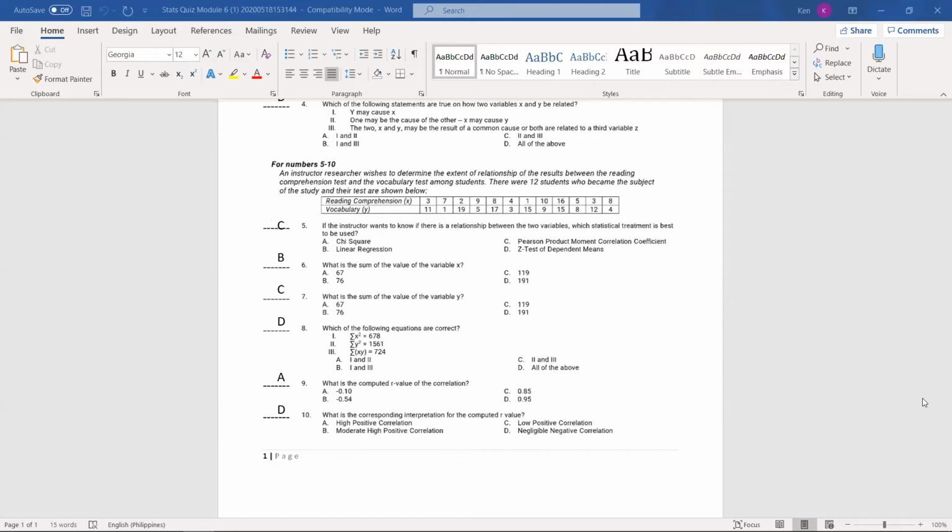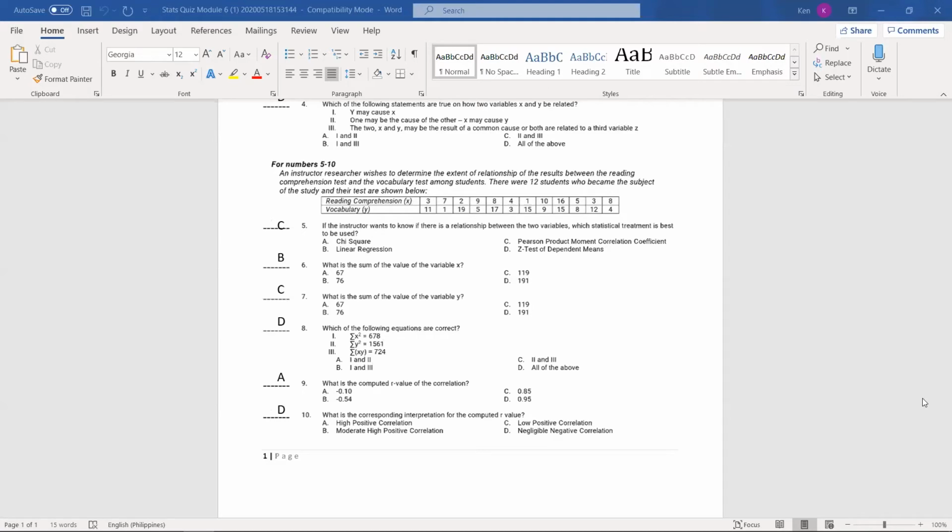Okay, next. What is the sum of the value of the variable y? So yung variable y, 11, 1, 19, 5, 17, 3, 15, 9, 15, 8, 12, 4. Kaya add lang lahat yung magiging result, letter C, 119.